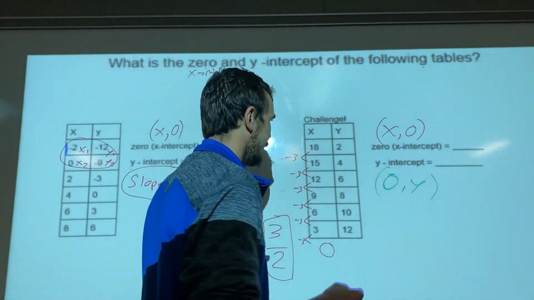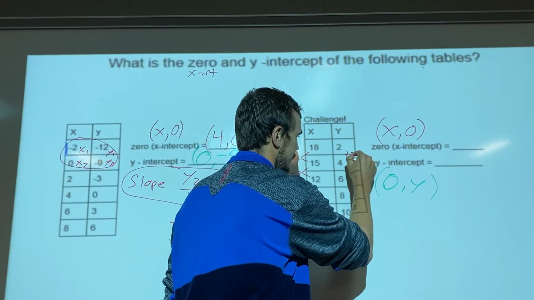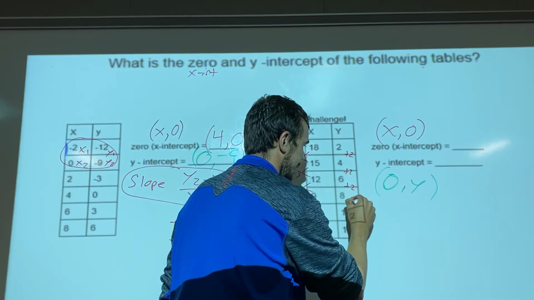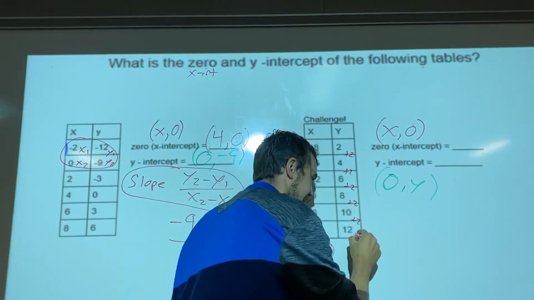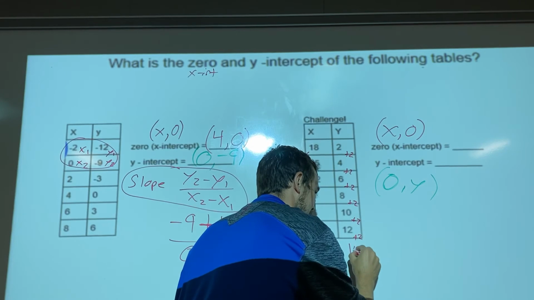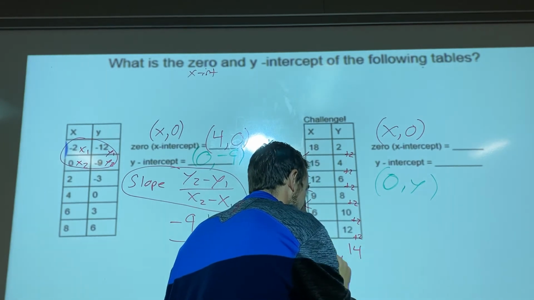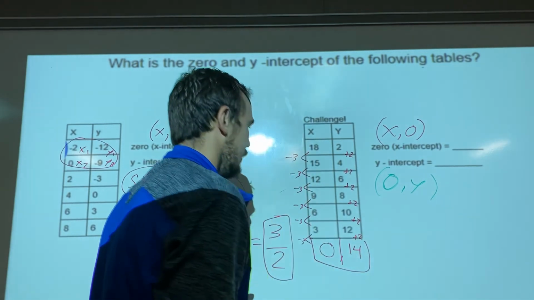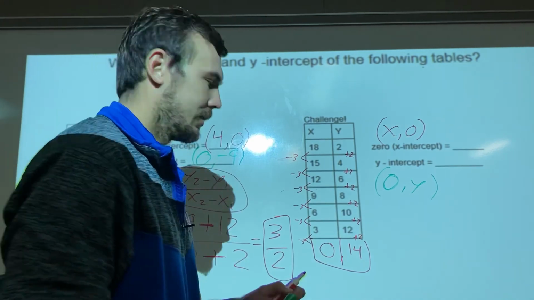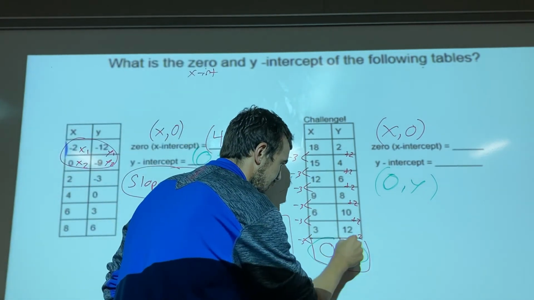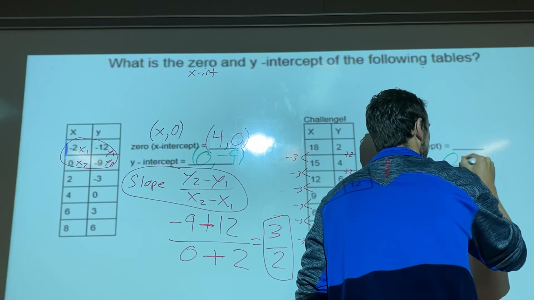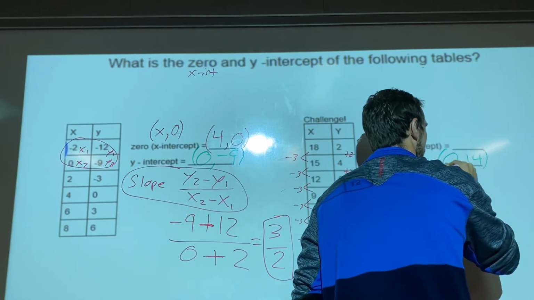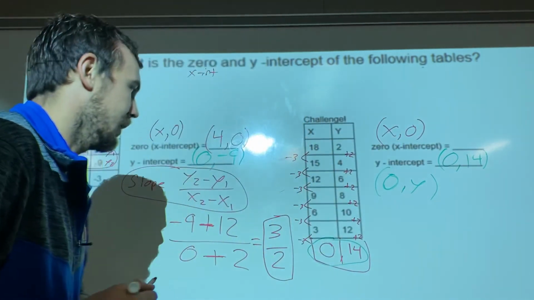So we need to do the same thing over here. I'm adding 2, adding 2, adding 2, adding 2, adding 2. So if I add 2 one more time, that'll give me 14. So my y-intercept here is 0, 14. See what I did there, guys? It's not that tough.